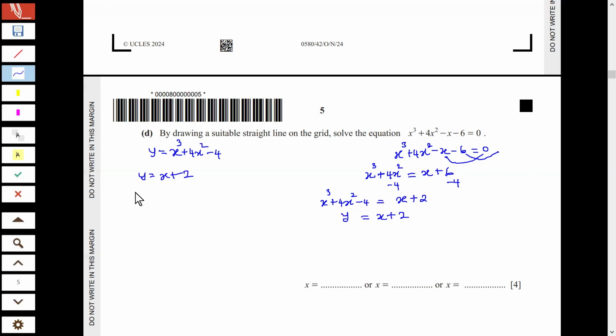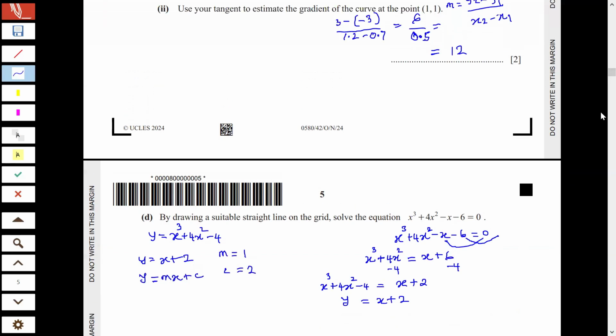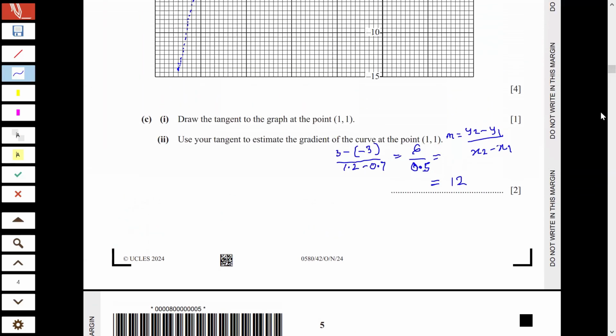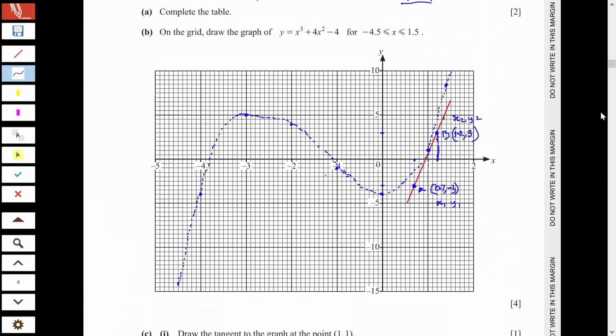But to do that, first, we need to get some keywords here. First, I know the general equation of the line is y equals mx plus c. Now, for this graph, the gradient m is 1, and the y-intercept is 2. So we have to go back to the graph and try to plot this, draw this straight line.